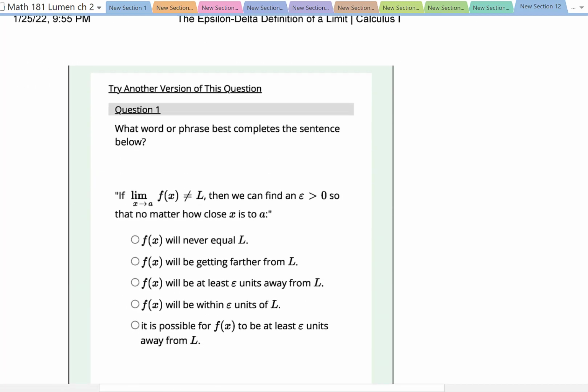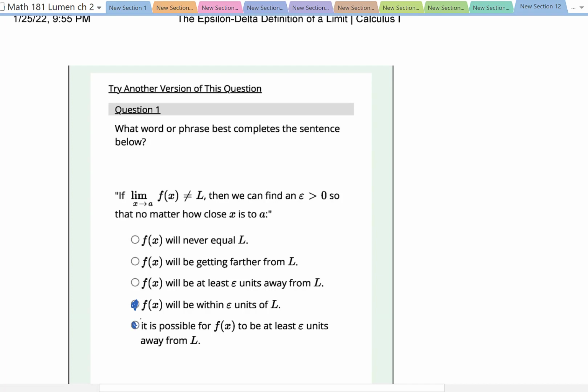Okay, this is just question one. If the limit as x approaches a of f of x is not equal to L, then we can find an epsilon greater than 0 so that no matter how close x is to a, f of x will never equal L, f of x will be at least epsilon units away. And that's what we're looking for there.